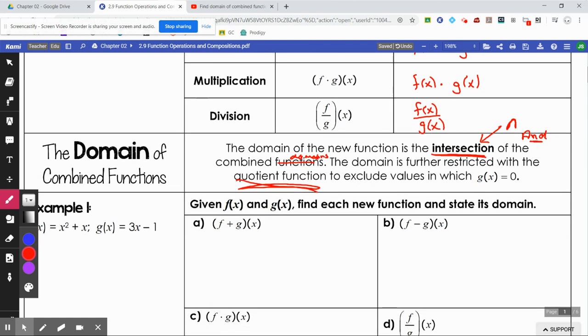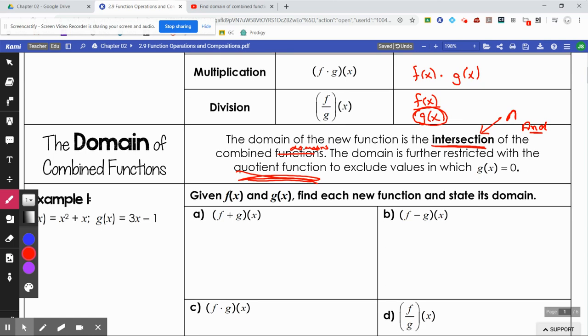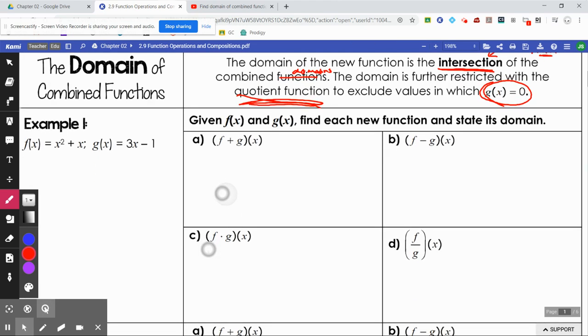And then one step further, in the quotient function, remember that you cannot divide by 0, so it's further restricted because of the g(x). There's no way it can equal 0 because you can't divide by 0. So example 1, let's scroll down.